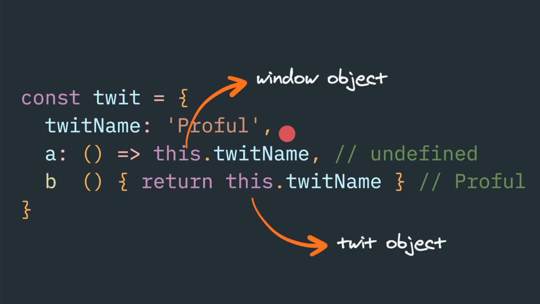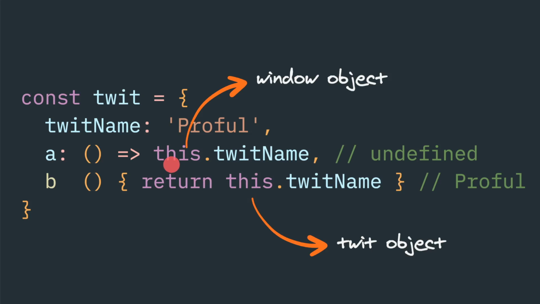Today we'll discuss object methods, and there are minor subtleties involved in each style. Here we define a tweet object which has a tweetName property, and we define the object method in two different styles. The first one is the arrow syntax, and the second one is the shorthand syntax, where we are returning this.tweetName. In both cases, we are trying to return this.tweetName.